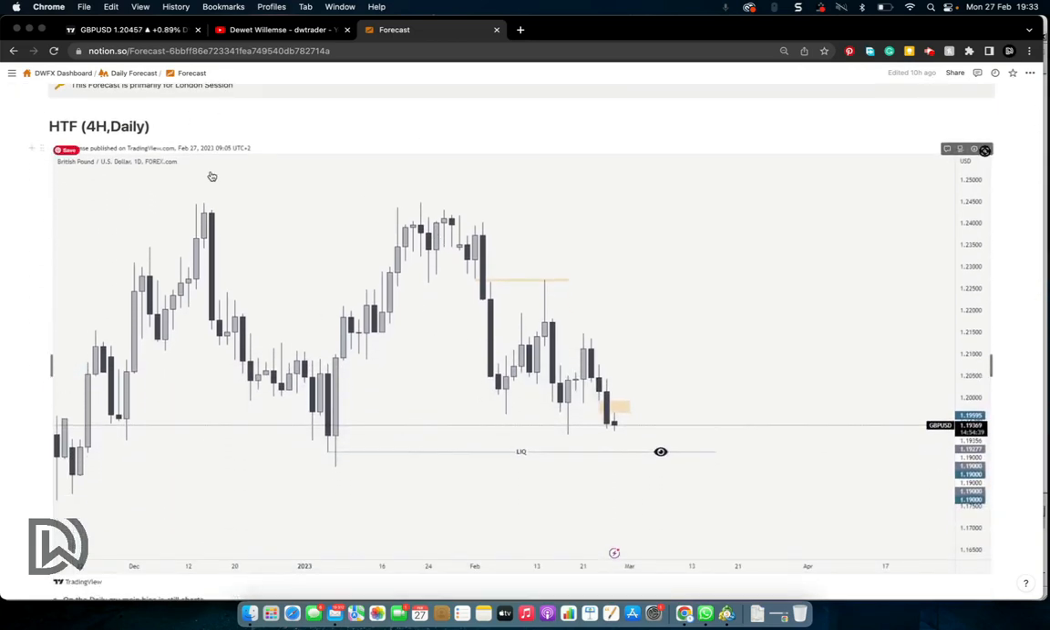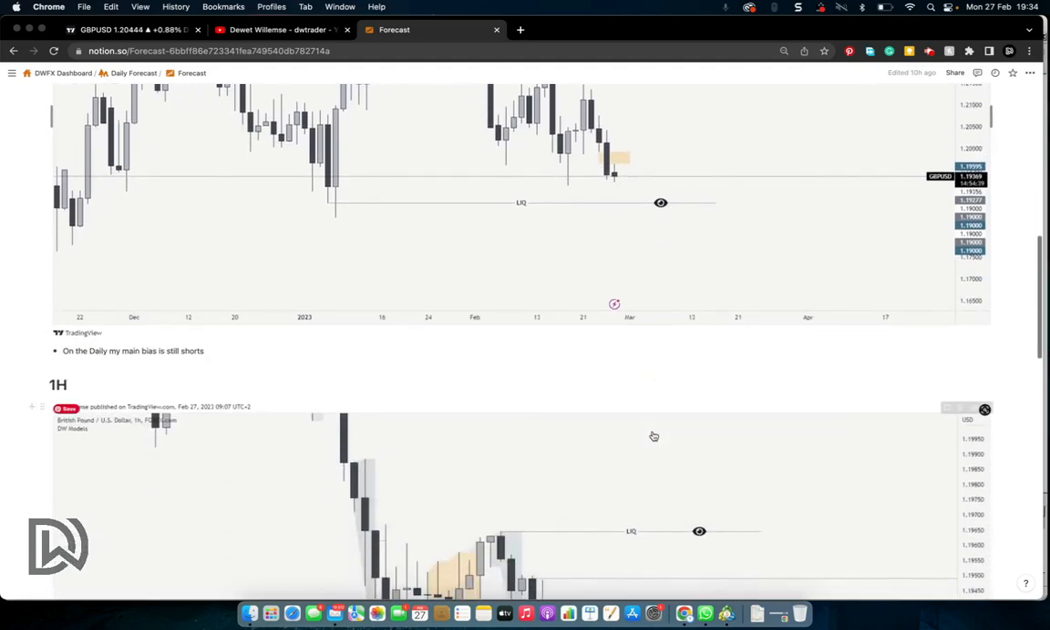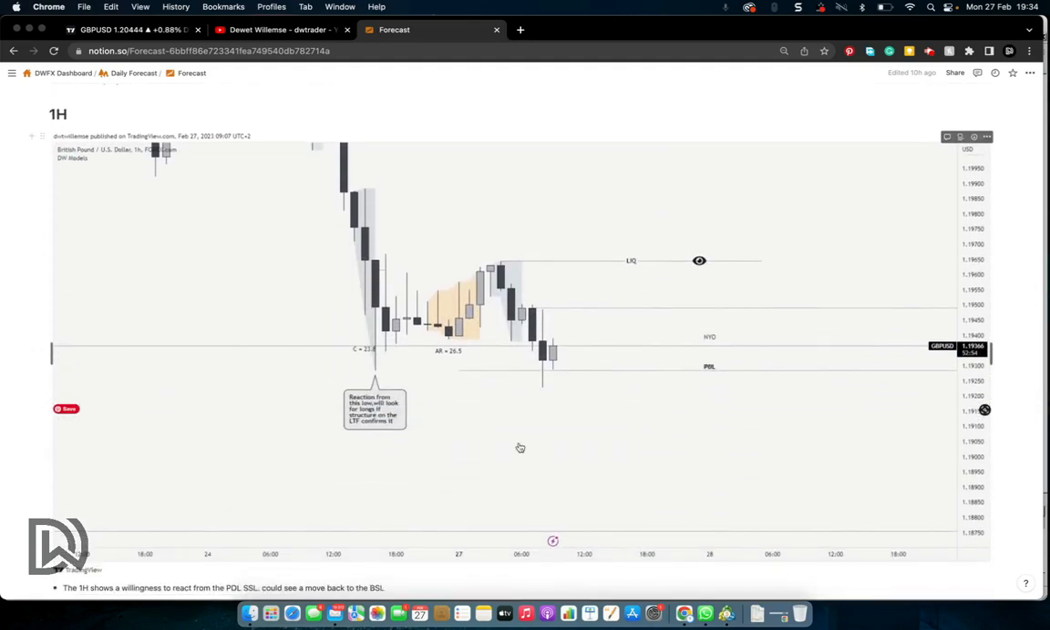So starting off on the daily, looking at the sell side liquidity below these 2 wicks. I took this one just because it's more recent and I wanted to have a low hanging target, but I also had this imbalance marked, anticipating that price could fill this imbalance before continuation further towards the downside. Looking at the 1 hour, we did see price react from the previous daily low, so we can look for longs if structure on the lower time frame confirms it.